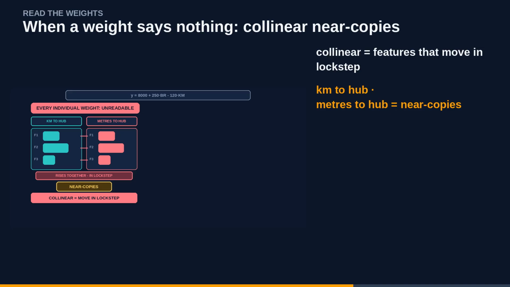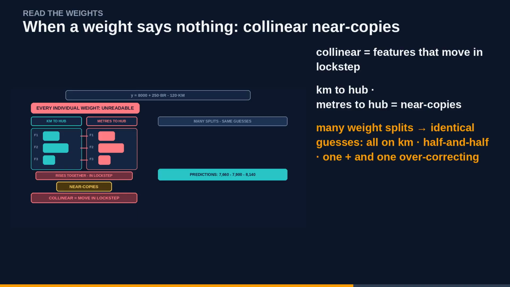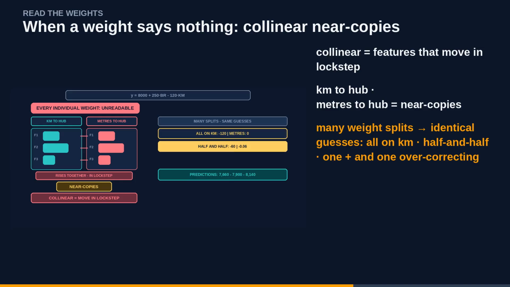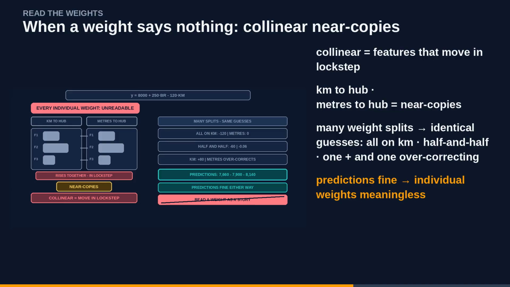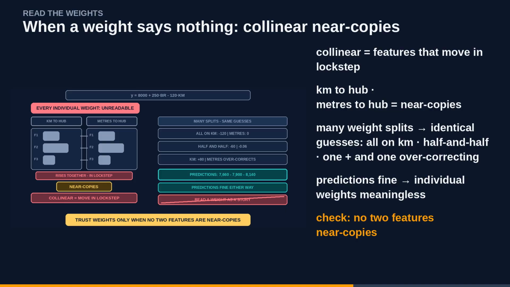Now any split of the shared distance effect between the 2 columns produces the same guesses. The model can hand the whole effect to kilometers and none to meters. It can share it half and half. It can even give one column a positive weight and let the other overcorrect. The predictions stay fine either way, but each individual weight has become an arbitrary accounting choice, and reading it as a story about the world is meaningless. Trust the weights only when no 2 features are near copies of each other.